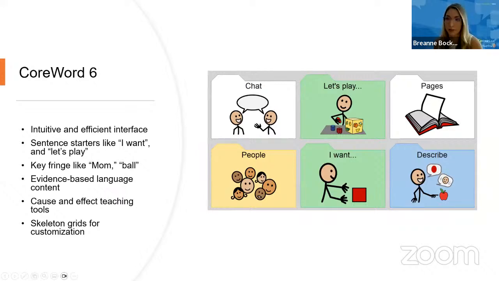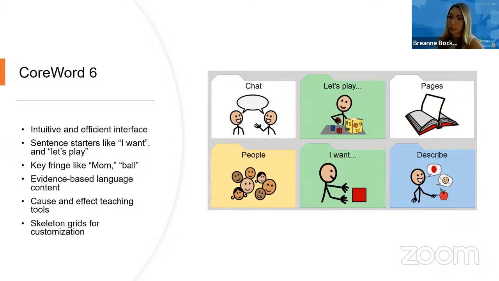All right, let's get into those different layouts and what specific features are unique to each of them and how they progress along. So CoreWord 6 is for those communicators with really emergent language needs. So it integrates intuitive features like sentence starters, like I want and let's play, and that just gives you a springboard for initiating conversations and expressing basic needs. So at this stage, we're really trying to engage in social interactions and establish that communicative intent using AAC.